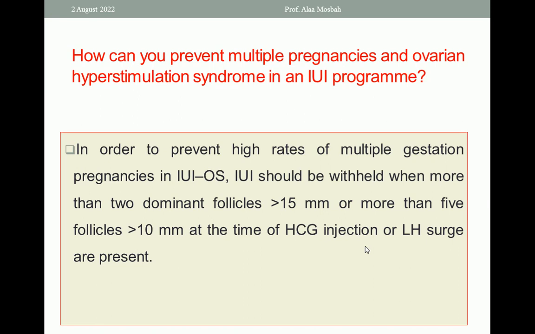Okay? So, if you are planning to do IUI and you give ovarian stimulation to the patient, and you found more than 2 dominant follicle more than 15 millimeter, or more than 5 follicle more than 10 millimeter at the time of HCG injection or LH surge, please stop, don't continue, withhold the IUI. Okay?